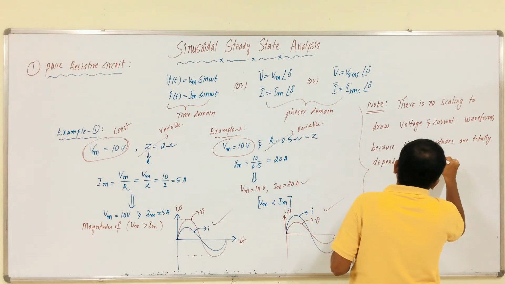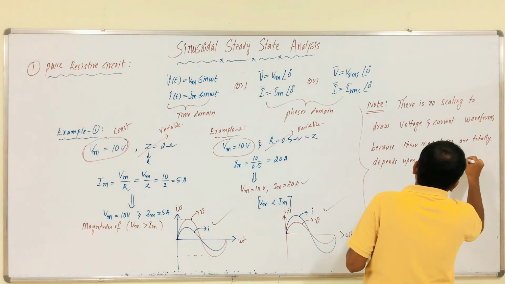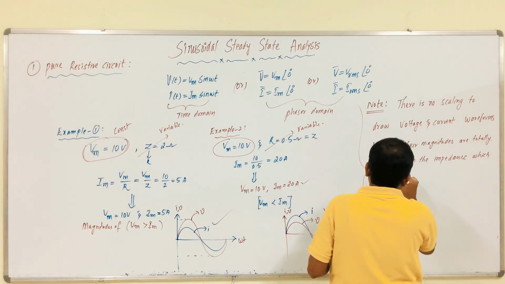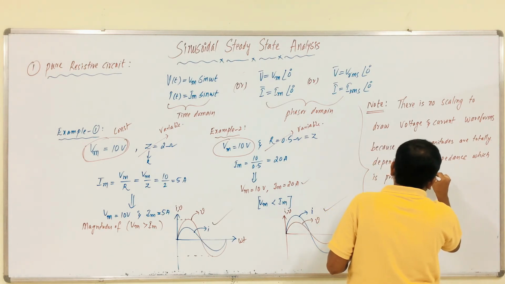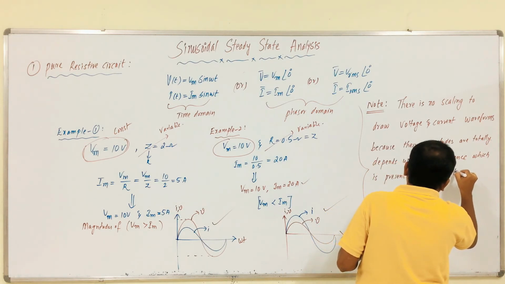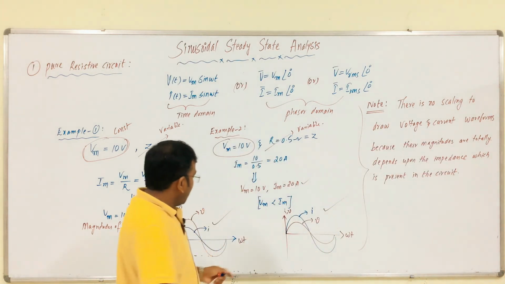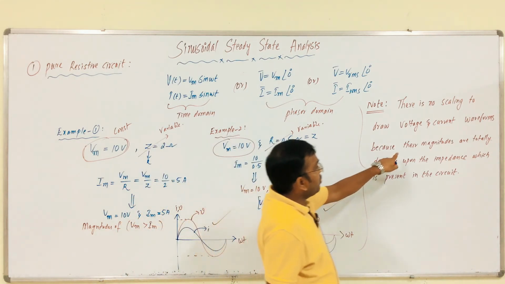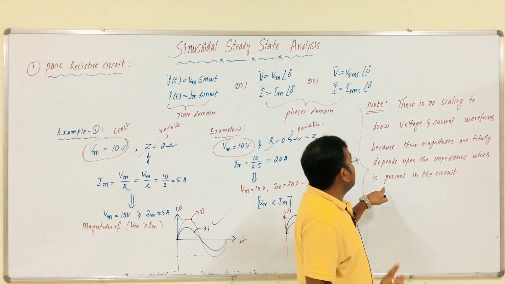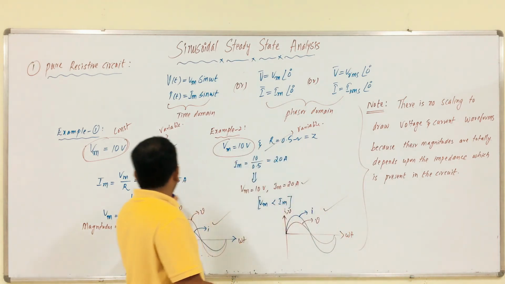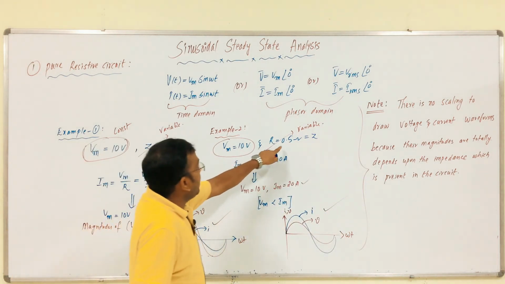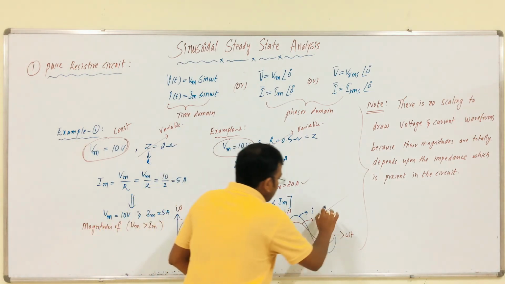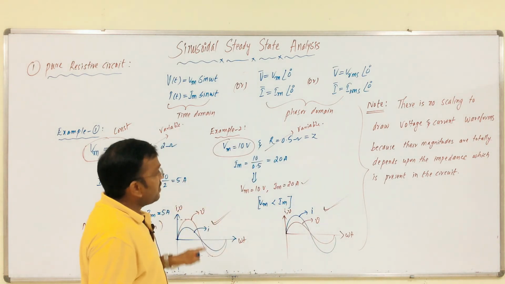So, this is the total impedance which is present in the circuit. See, that is why there is no scaling to draw voltage and current waveforms, because their magnitudes totally depend upon the impedance which is present in the circuit. See, clear? Here the impedance is more, here the impedance is what? Less than that case. That is why the current magnitude is more. That is why this waveform is correct or this waveform is correct. You should focus on the phase difference between those two.